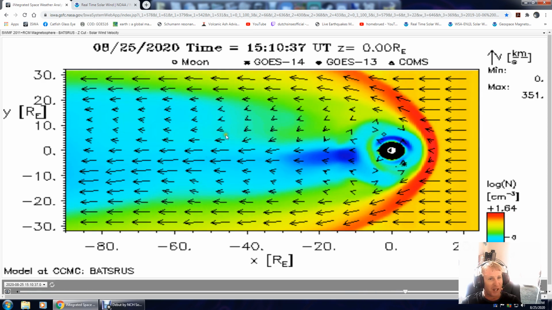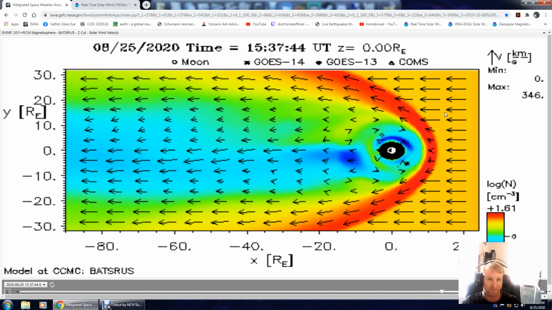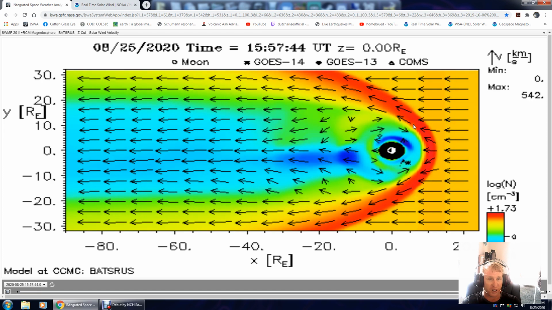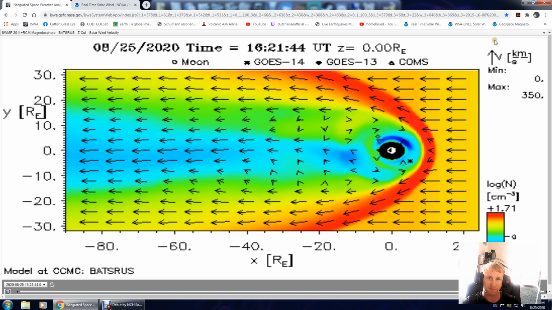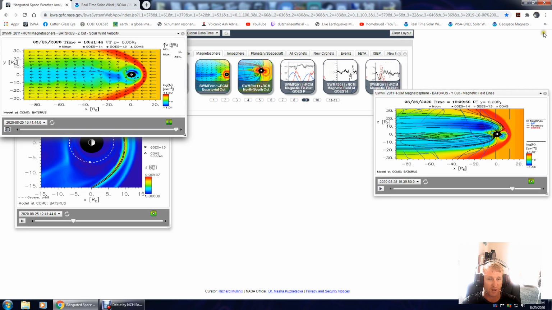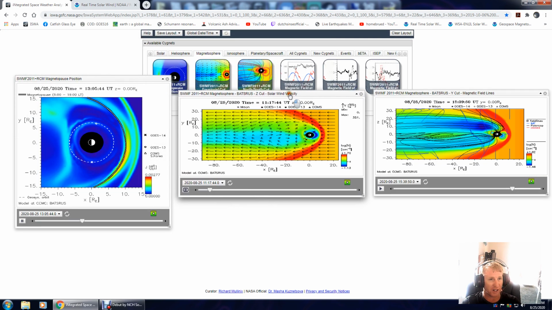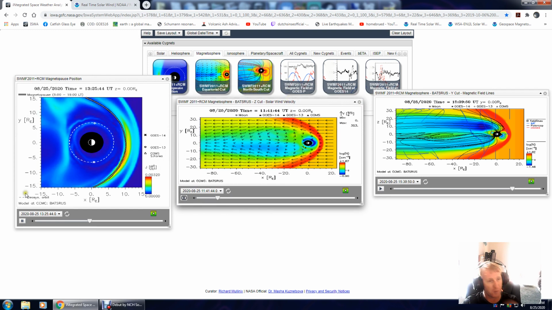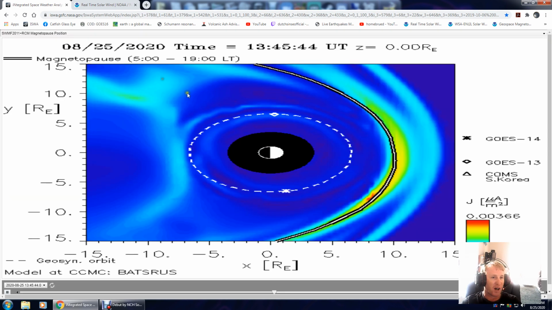I'm just going to let it play. As you can see, it's pretty telling here. This is not going to go away. It's only going to increase. Magnetopause update.